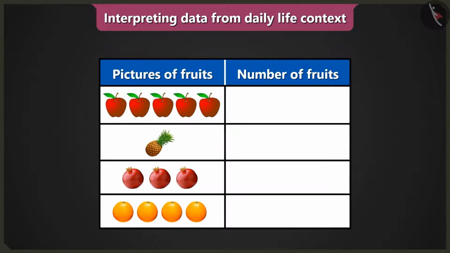It is easy. How many pictures of apples are given in this table? There are 5 pictures of apples. Yes, so we have to write the number of apples 5 in the column of number of fruits. Similarly, there is one picture of pineapple. So we have to write the number of pineapples 1 in the column of number of fruits.